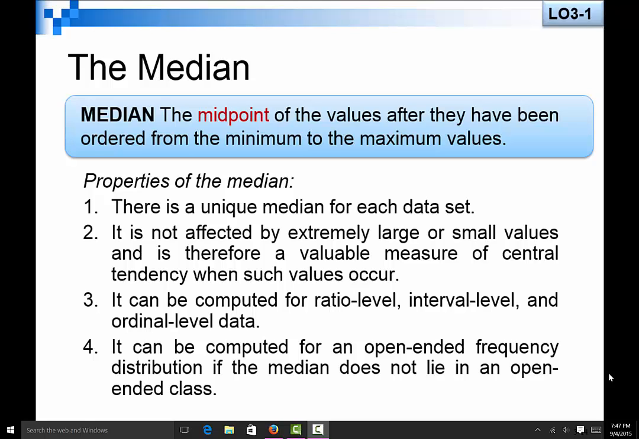Number three, it can be computed for ratio, interval, and ordinal data. And number four, it can be computed for an open-ended frequency distribution, so long as the median does not lie in an open-ended class, and we'll discuss that later.